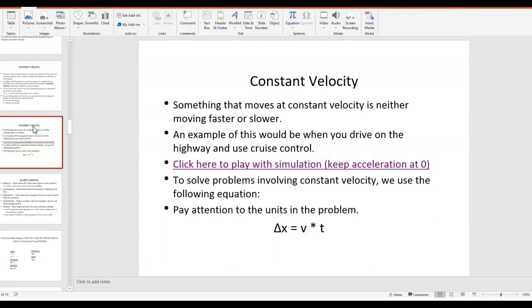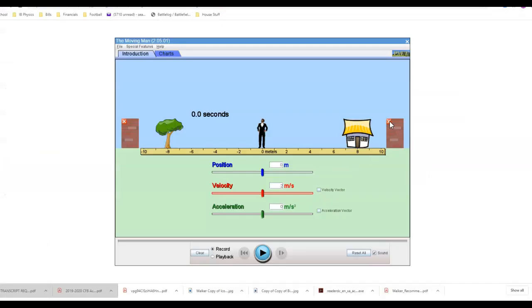We talked about the example of cruise control before. If I pull up the simulation, I can show you what that might look like. This simulation is called the moving man. I'm going to give him a constant velocity of 2 meters per second. When I hit play, you're going to see how he's going to move. His velocity is 2 meters per second, so every 1 second, he's going to move 2 meters to the right. Notice how he's not moving any faster or slower. He's just going at a steady pace.